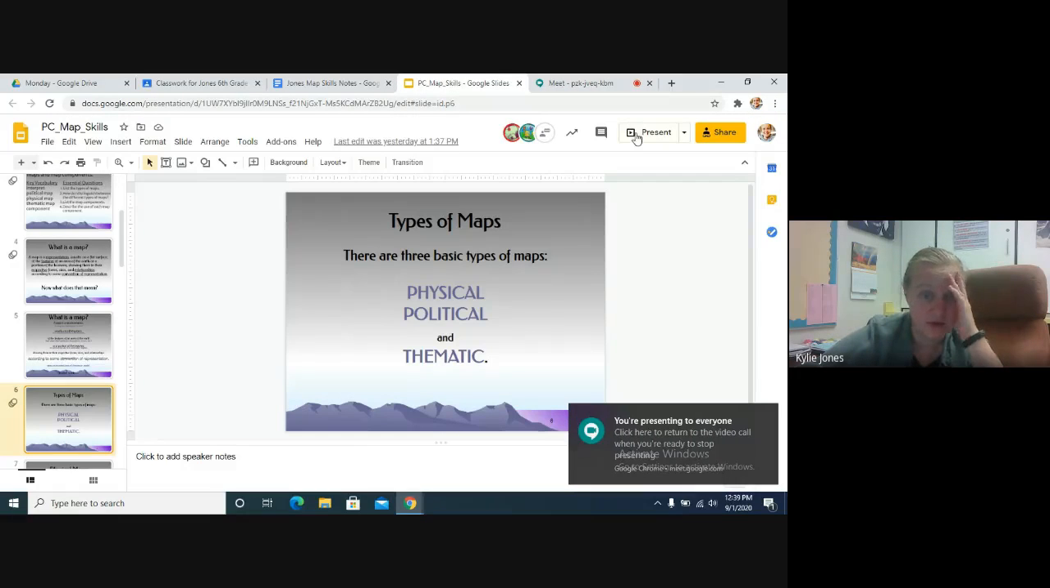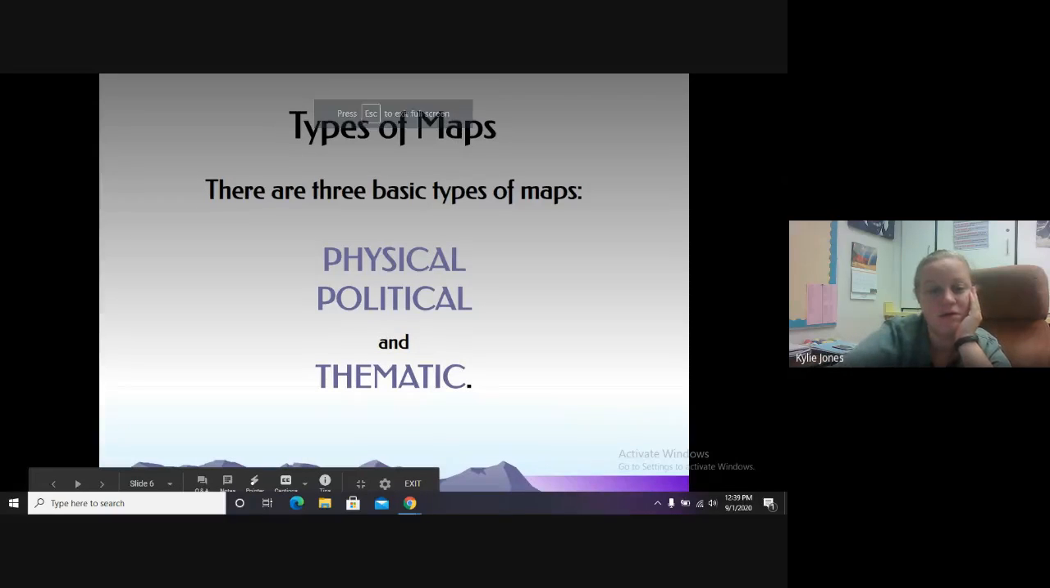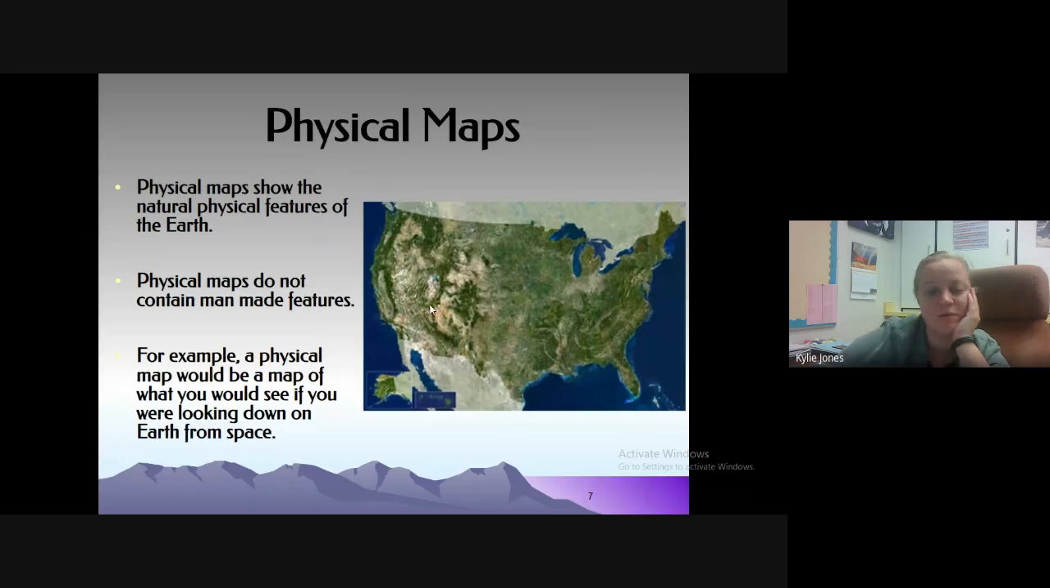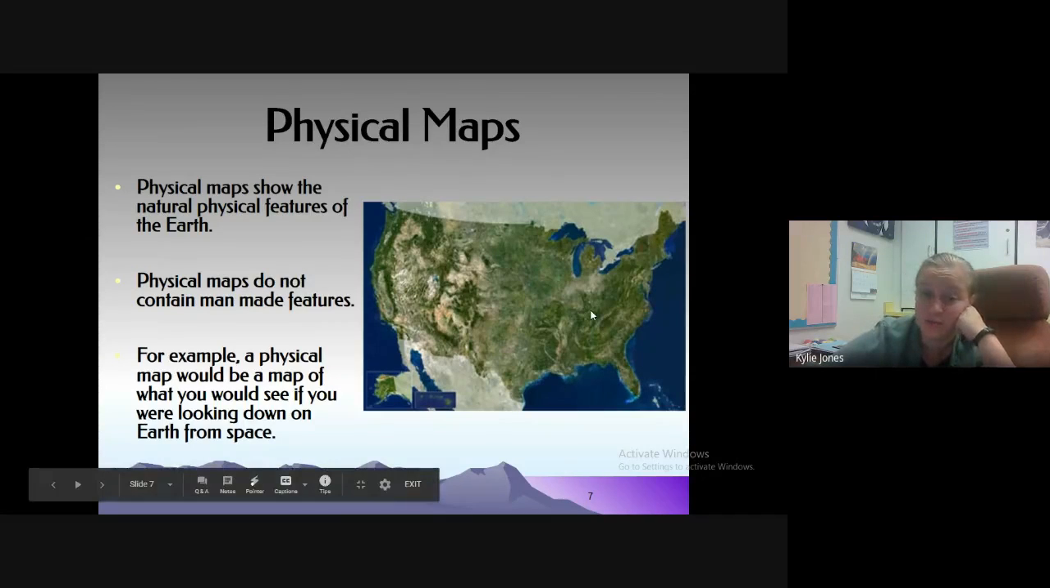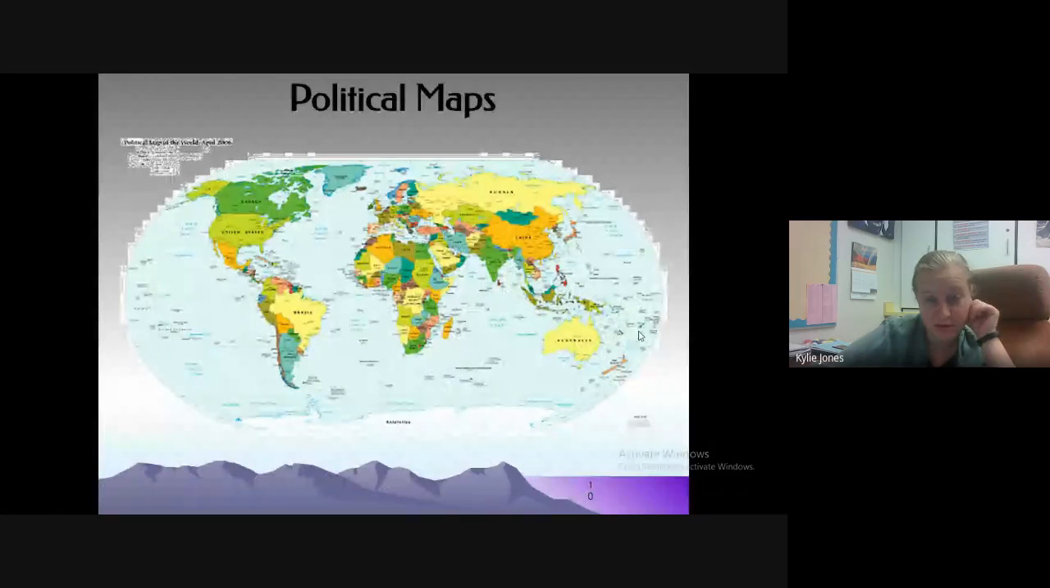So if we're looking at my screen and I go back to presenting our PowerPoint, we have our, come on. Oh my gosh, it won't let me move. Physical maps. This is what one would look like, where it just shows us the landscape. And then we have political map, which is the outline of the countries, the cities, where the oceans are, all of the things like that.